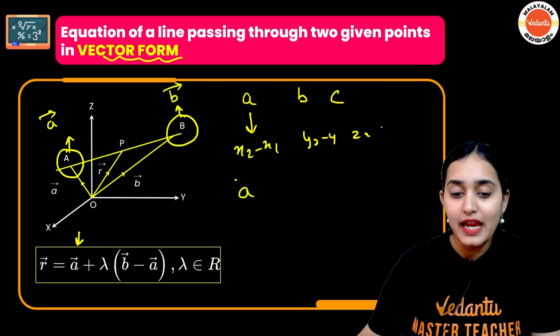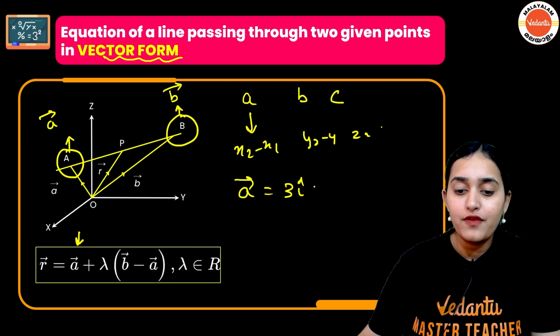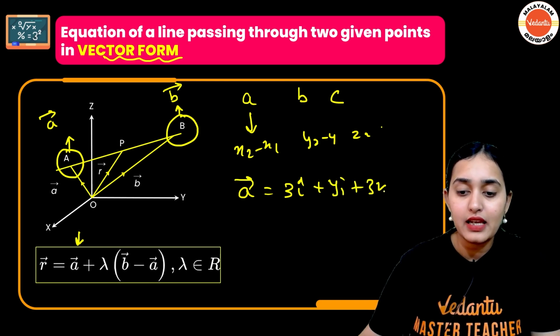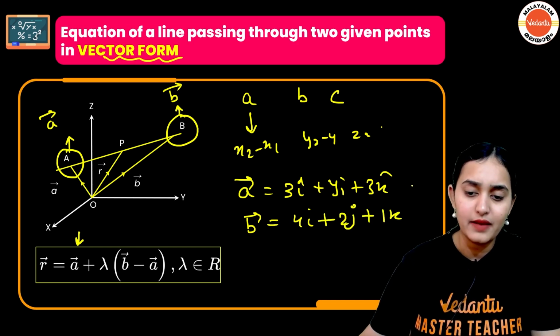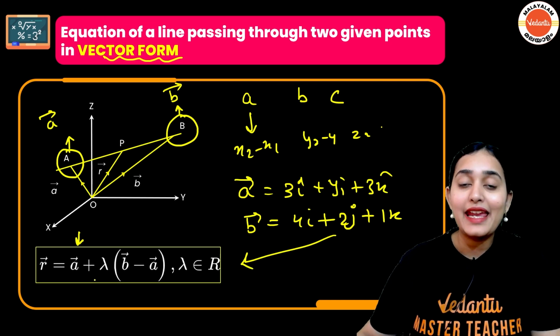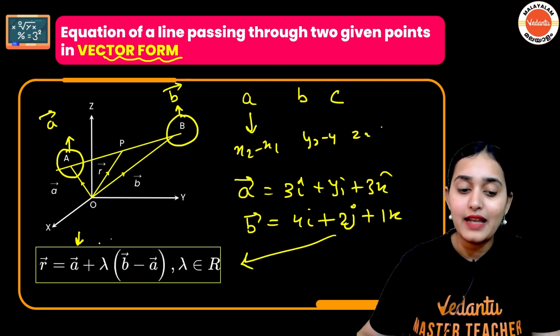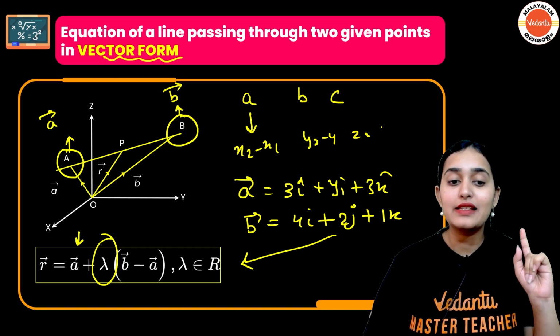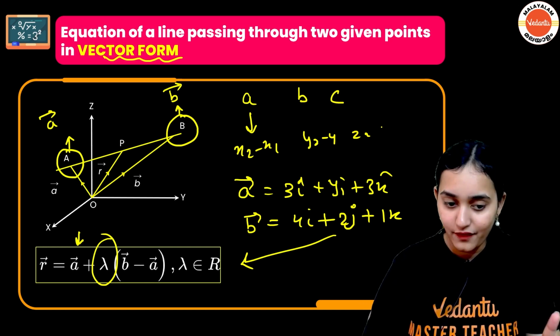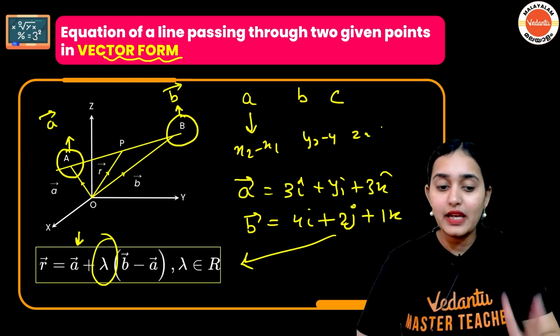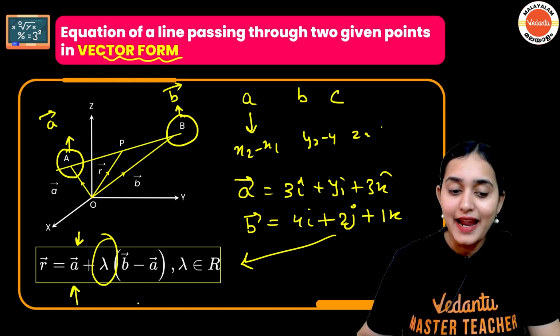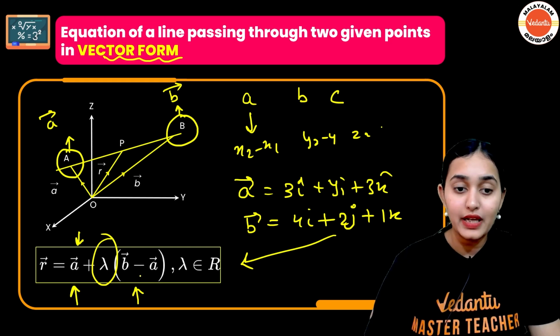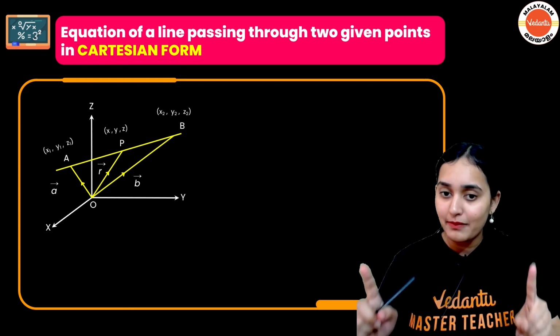So suppose your A vector is given as 3i plus 4j plus 3k and your B vector is given as 4i plus 2j plus 1k, anything. Okay, so just put it in the formula A plus lambda times of B minus A. Lambda will be lambda, no value to lambda. So this is the equation in vector form when 2 points are given. Just put the first point here and the difference of the 2 points here. Now similarly in Cartesian form, the same thing will happen.